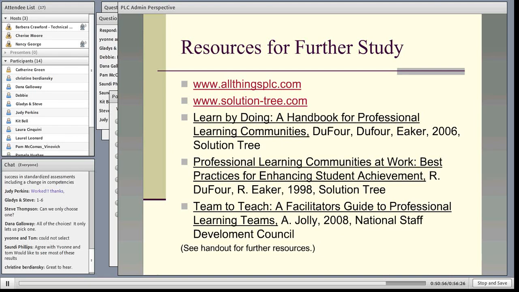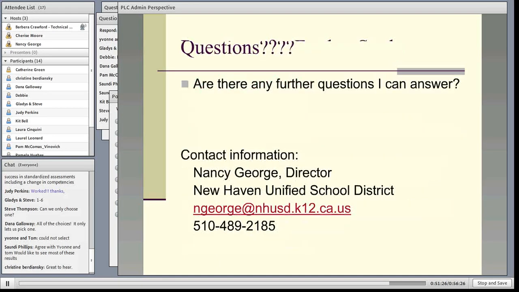Learning by Doing is a great hands-on book to really guide you through the work of the in and out of classroom parts of professional learning communities. Also, Best Practices for Enhancing Student Achievement, Professional Learning Communities at Work is a great book to do the same thing. And Team to Teach, a Facilitator's Guide to Professional Learning Teams. Again, that facilitator piece and those facilitator skills are really very important.